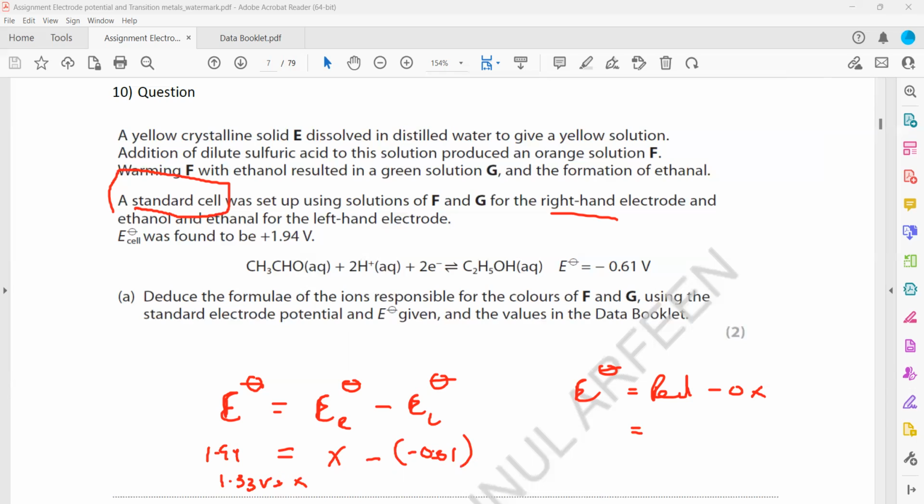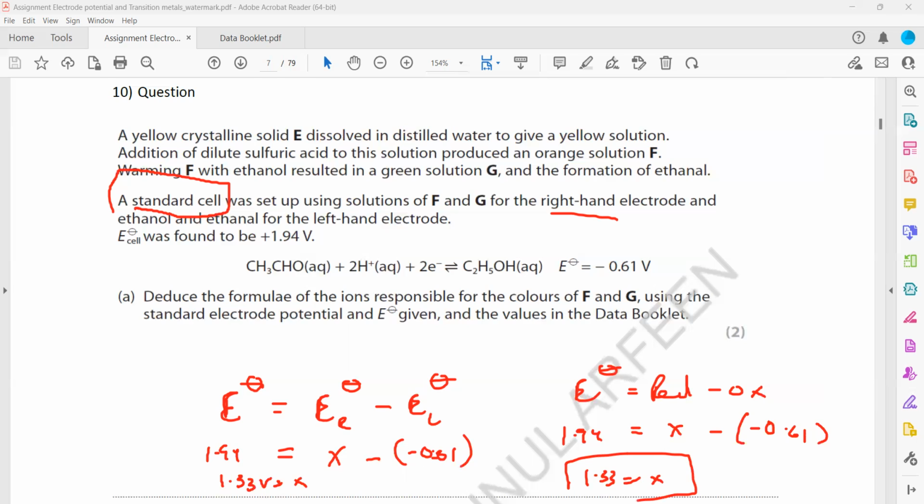Or you can also use reduction minus oxidation. So what is the reduction? Chromium is reduced, so that is unknown. Oxidation: alcohol is oxidized to aldehyde, so that voltage is minus 0.61. And the cell voltage was 1.94. So again, we solve, and we get the same answer. It won't make a difference if you use reduction minus oxidation or the electrode potential on the right-hand side cell minus the electrode potential on the left-hand side cell.